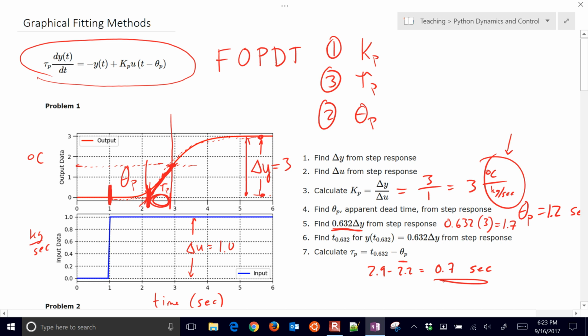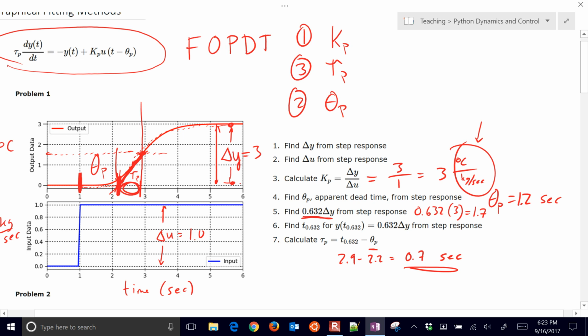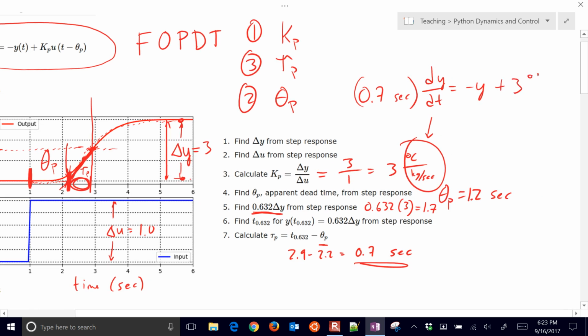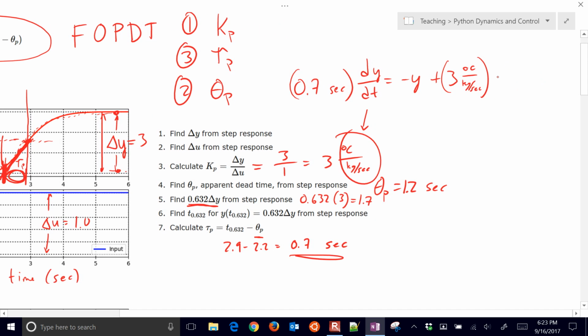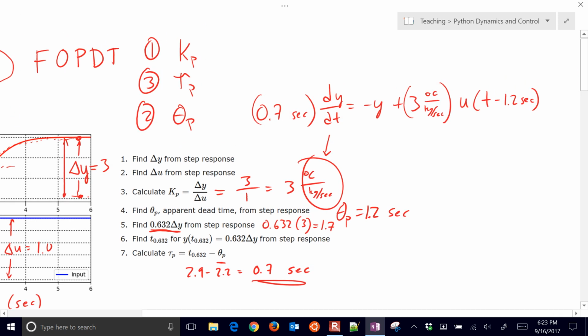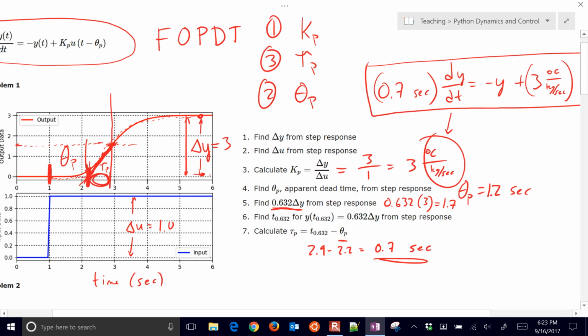So 0.7 seconds. The first order linear system that approximates this then is going to be 0.7 seconds times dy/dt equals negative y plus 3 times degrees Celsius divided by kilograms per second, times u of t minus 1.2 seconds. This equation will translate into something, and I'll just sketch it here, erasing some of this. It'll translate into something that looks like this. There's the approximation that we have.